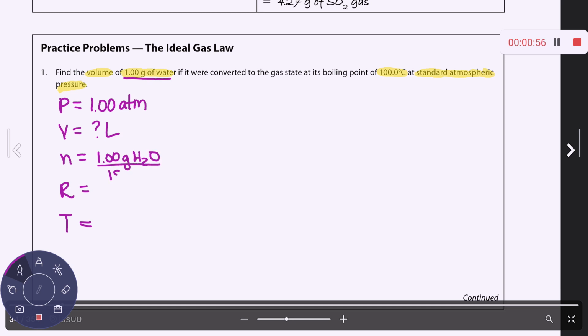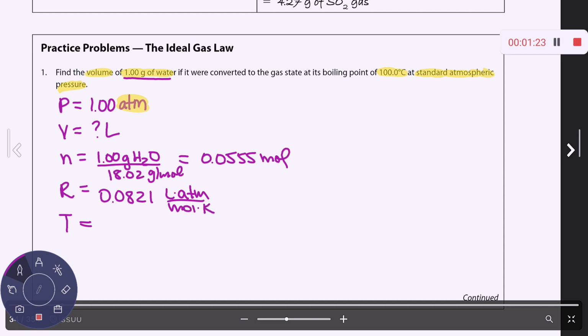So you're going to divide by the molar mass of water, which is 18.02. And then that's going to end up giving you 0.0555 moles of water. The R value corresponds to the pressure unit that we have, which is ATM. So we're going to go ahead and use our 0.0821 liters times atmospheres over mole times Kelvin. And then my temperature is 100 degrees Celsius. So you've got to convert that to Kelvin. So it's going to be 373 Kelvin.